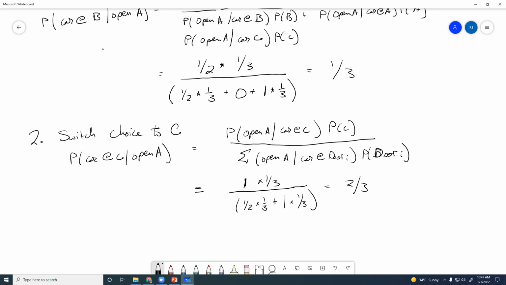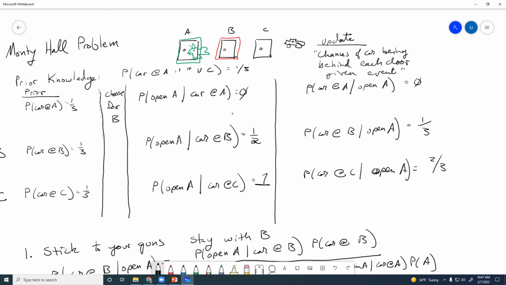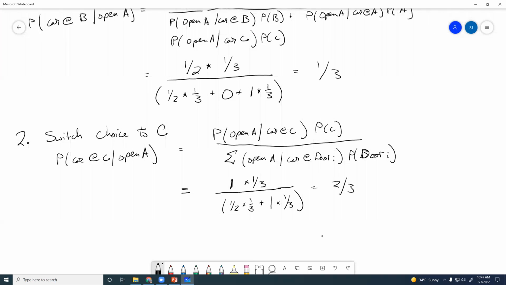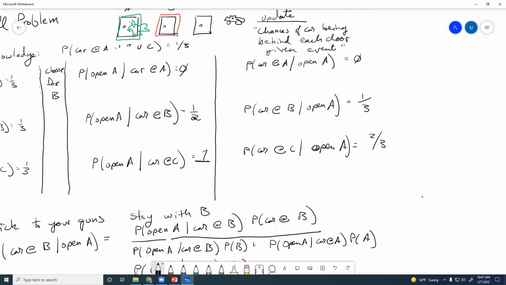And the crux again is this right here. You chose B. He's not going to choose C if the car's behind there, so he's making a decision. He's giving you information by choosing A. So we just use Bayes to calculate this 2/3 right here.